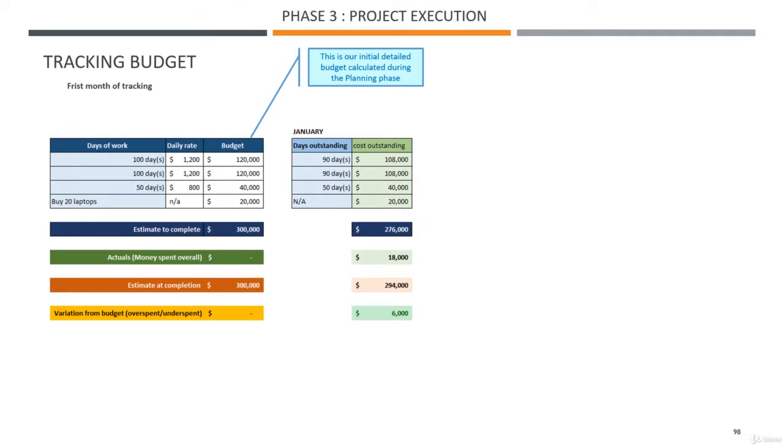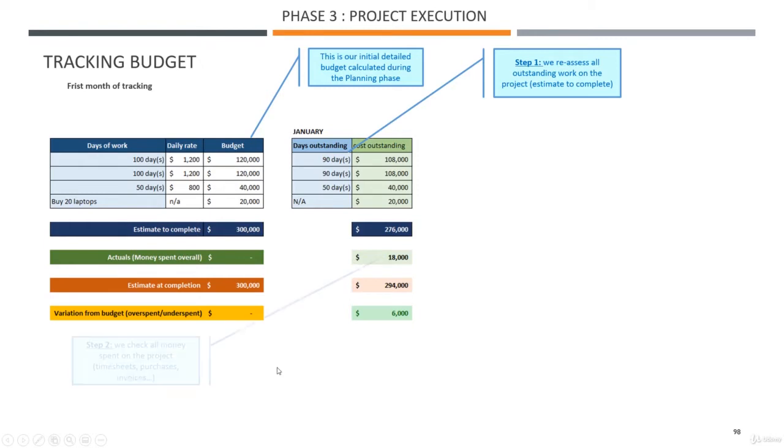Now let's move to January. Step 1, we reassess all outstanding work. That will be our estimate to complete. We asked the guys, how much time do you need to finish your task? And they said, I only need 90 days, I only need 90 days, and it looks like these guys haven't started, so they said the same amount, 50 days. So that gives you an estimate to complete of 276,000.